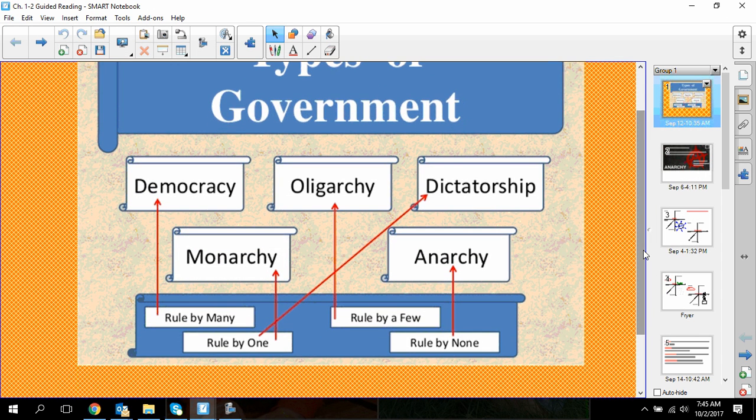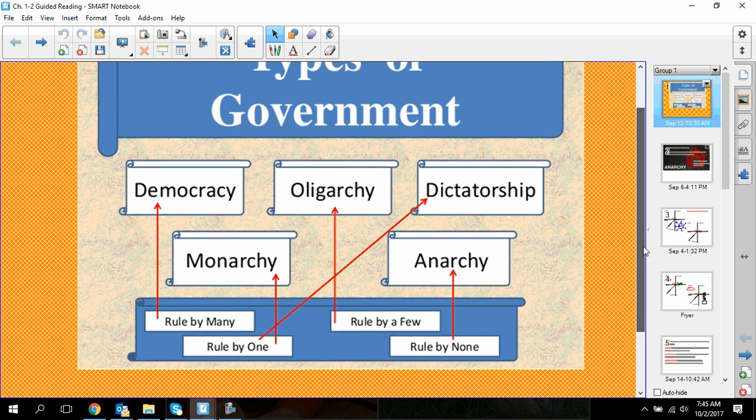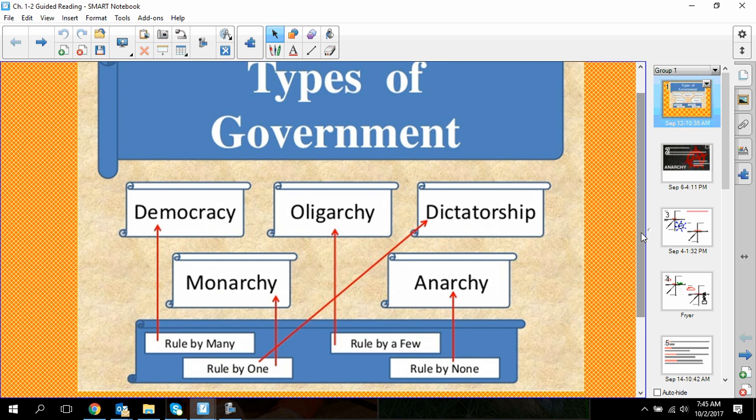So a lot of times what you do for types of government is look at how the rule is done. Who is in charge? If there are many in charge, that is a democracy. If one is in charge, you could be a dictatorship, you could be an absolute monarchy. An oligarchy is ruled by few. That's an aristocracy as well, and a rule by none. So let's go through our terms again.